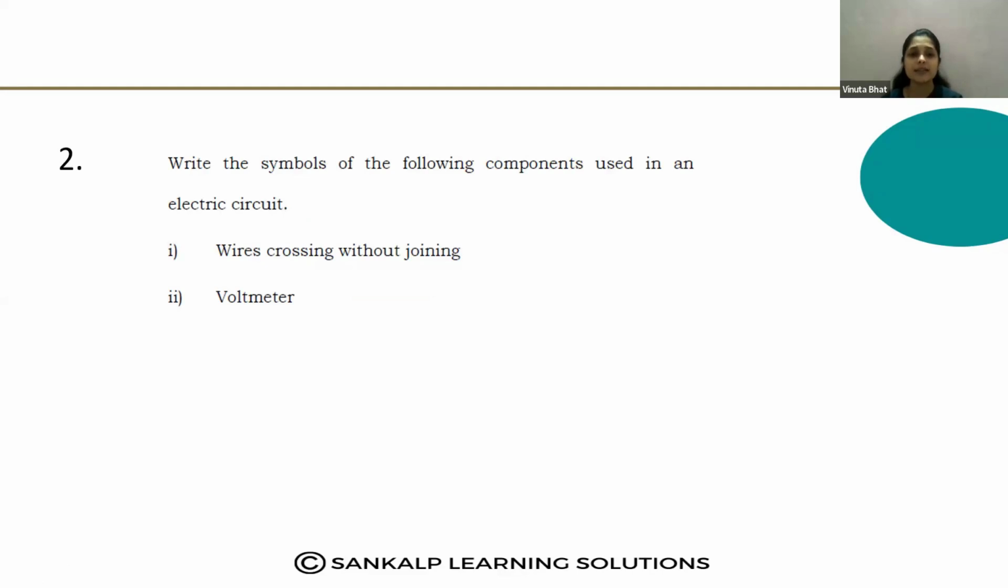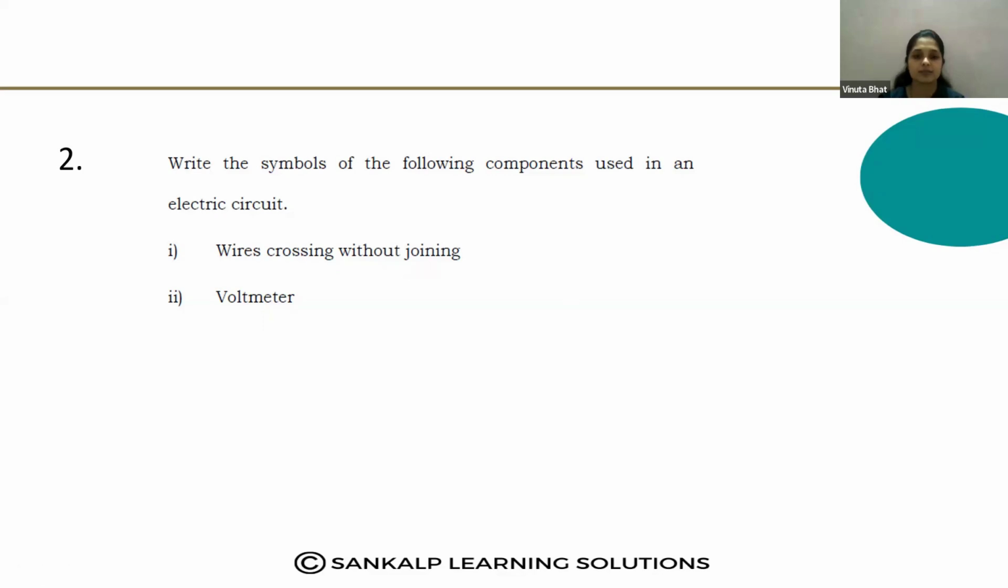Next, write the symbols of the following components used in the electric circuit. You have to write the symbols of wires crossing without joining and the voltmeter. These two symbols you have to write. That is also for 1 mark question. I repeat once again, these symbols are very important for 1 mark questions. Please practice all these symbols. So that is from the electricity chapter.